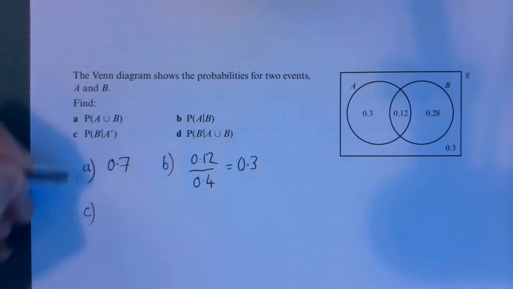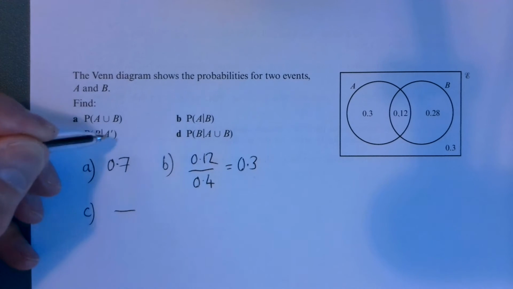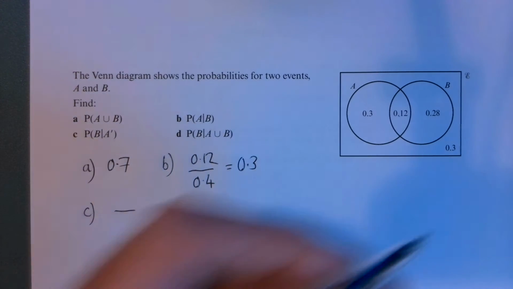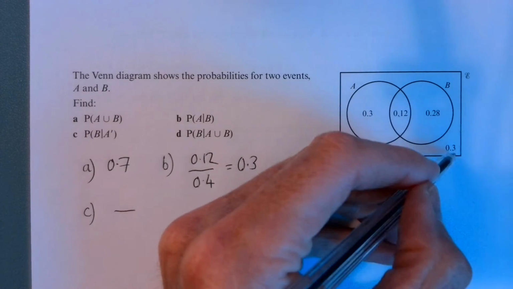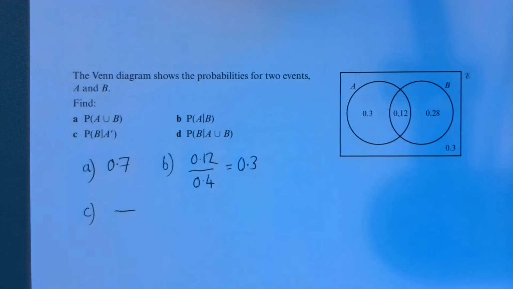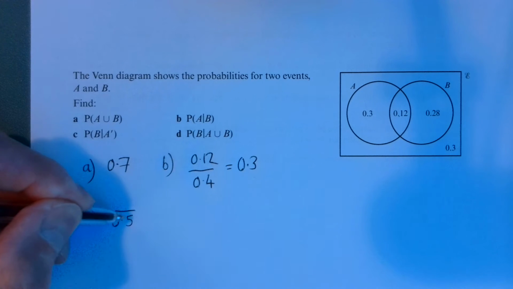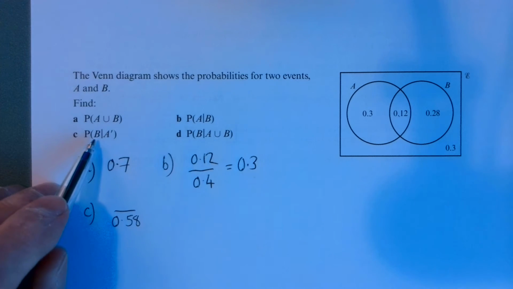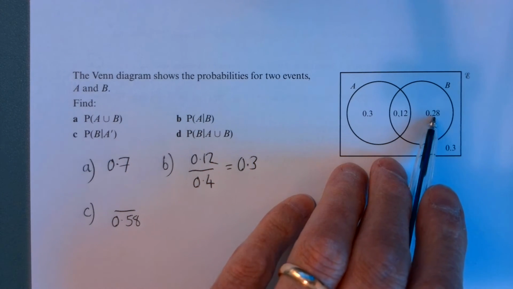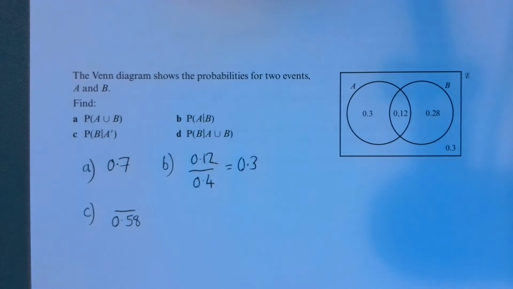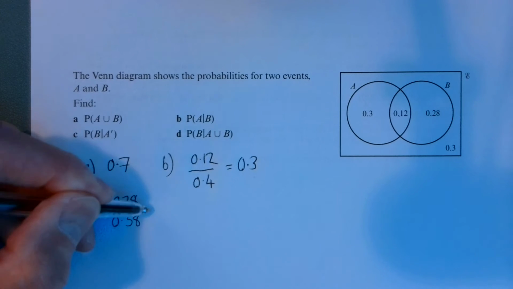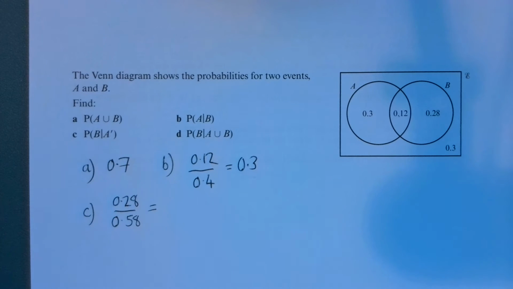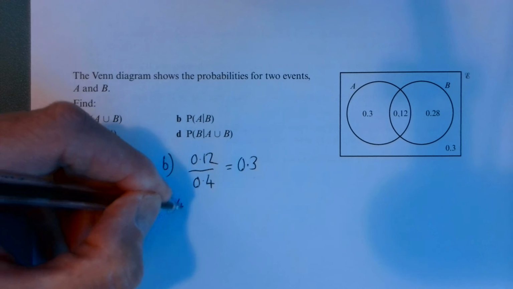So similarly, the probability of B given A dash. So A dash is the probability that A doesn't happen. So that's these two together, everything outside the A circle. So that's 0.58. And of that, what part is down to B? Well, 0.28. Of that probability, it's 0.28 which is down to B. So that's 0.28 out of 0.58, which is a horrible decimal number.